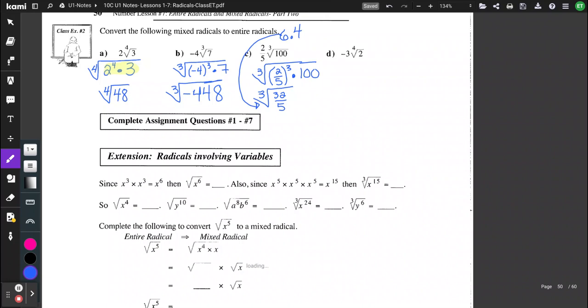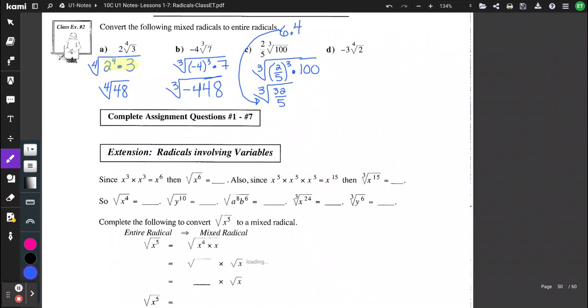Okay. All right, last one on there. The negative sign, because it's a fourth root, are we allowed to take the negative in? No. If it's an even numbered index, you leave the negative sign outside. So we leave it outside. We put our fourth root up. Now we take the 3 and you put the 4 on it. So 3 to the 4th times 2.